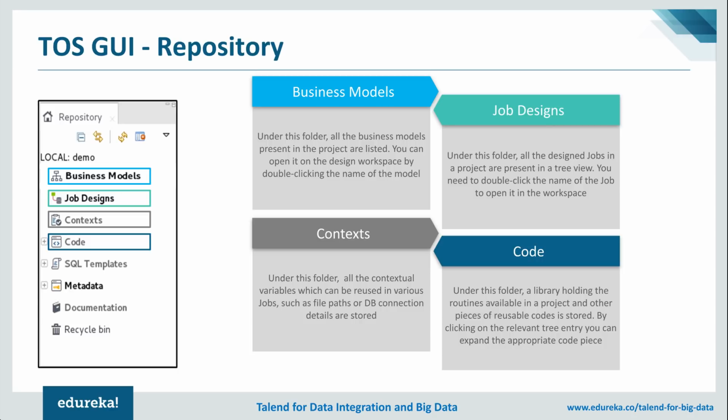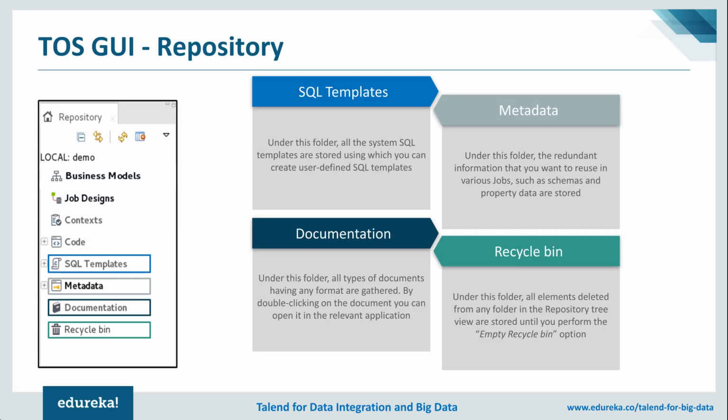Context, as I told you: under this folder, all the contextual variables which can be reused in various jobs can be created. And code, again as I told you: under this folder, a library holding the routines is available, wherein reusable code can be created, as I said, your Java code or SQL templates, right? Metadata, on the other side, is so that rather than using redundant information everywhere, you can create once and use many times, whether it is the structure of a file or a database connection, whatever it may be.